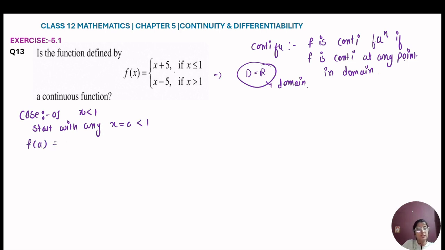So its function value is defined as x plus 5, so this will be a plus 5. Now its limit value, that will be the limit as x tends to a. Its function is defined as x plus 5, so this will be nothing but a plus 5.